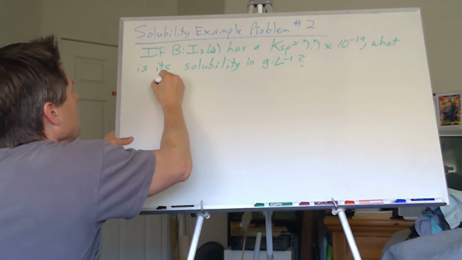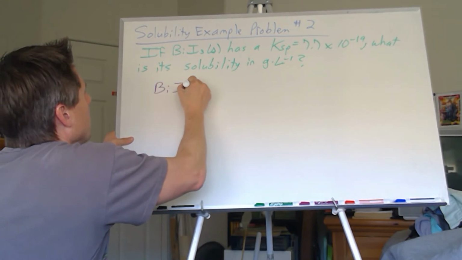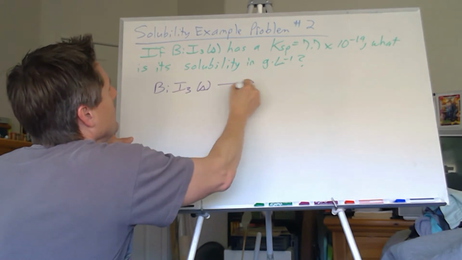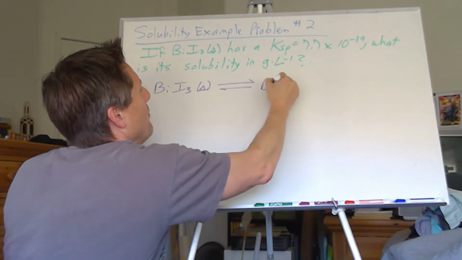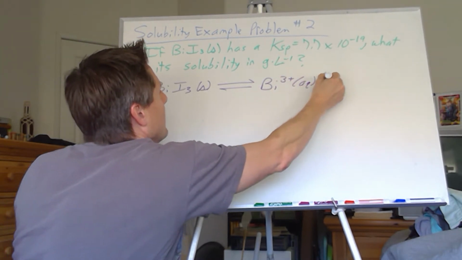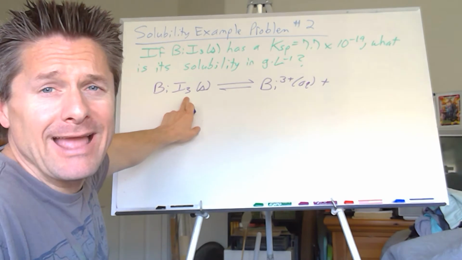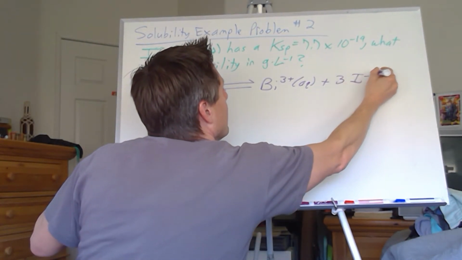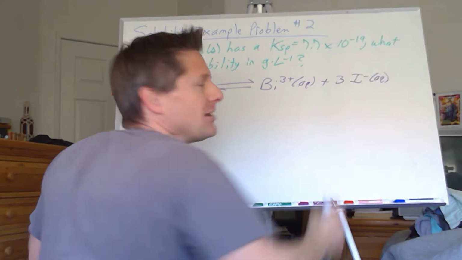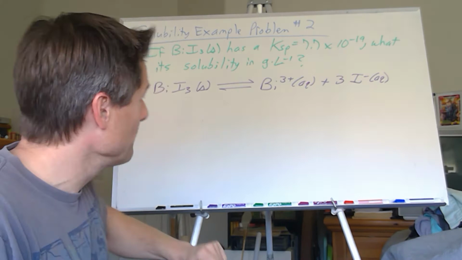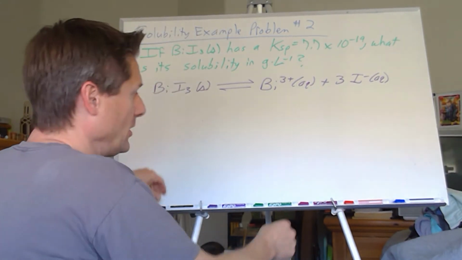Let's take my solid, BiI3. So that's going to break apart into 1 bismuth plus 3 iodide. And see that subscript of 3 on the iodide? That's going to give me 3 of the iodide. So that's going to change this problem a little bit in our ice table, because we're going to get 3x over there.